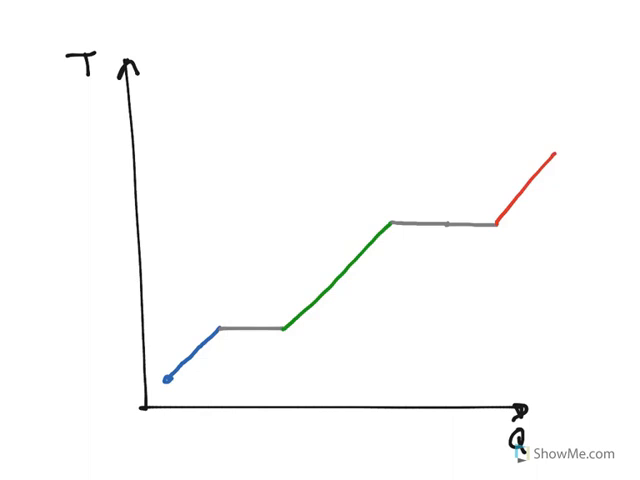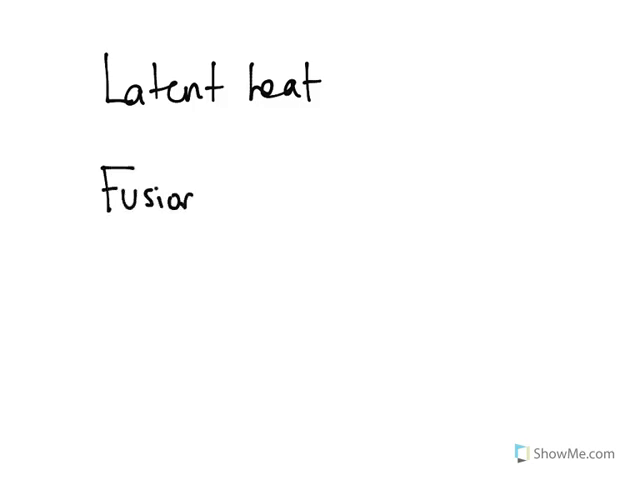And these processes where you, for instance, provide heat but there is no change in temperature are called latent heat. So this is going to be called the latent heat. And latent heat, which is during the phase change, is going to be, for instance, defined as fusion heat or vaporization heat or even sublimation heat.